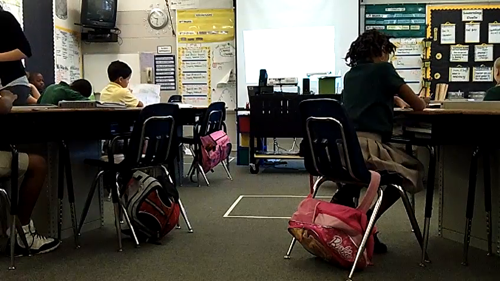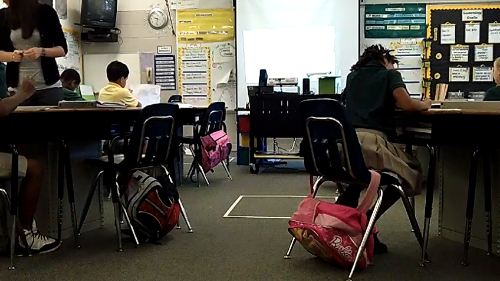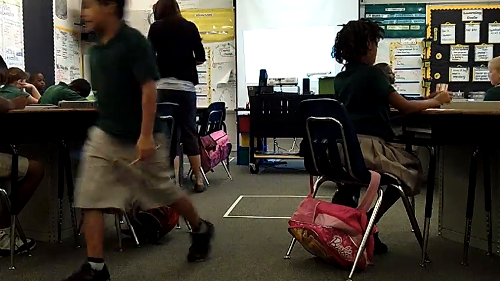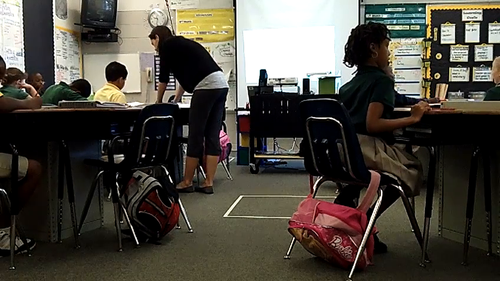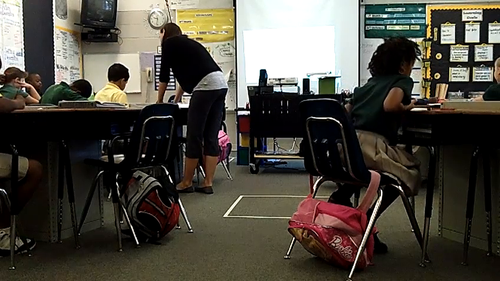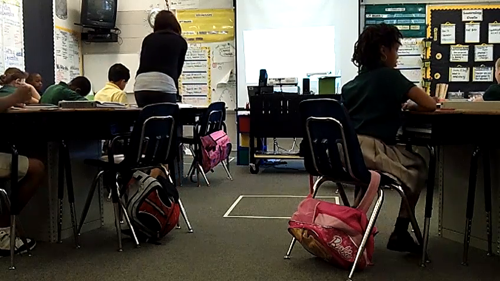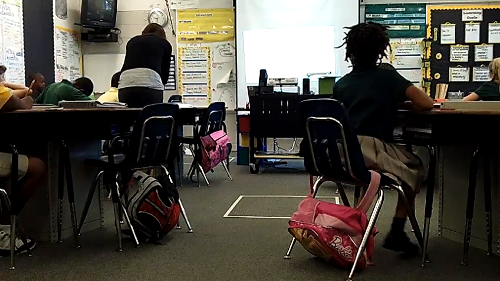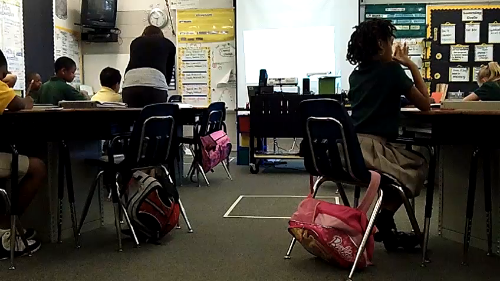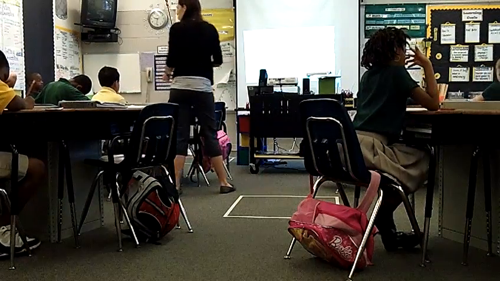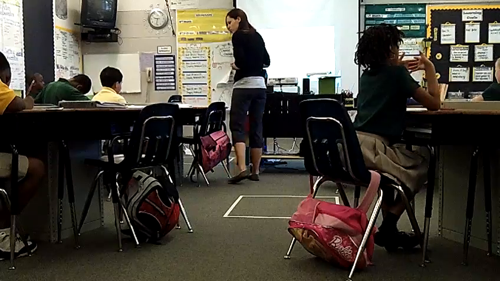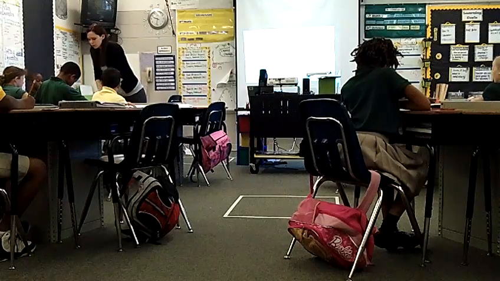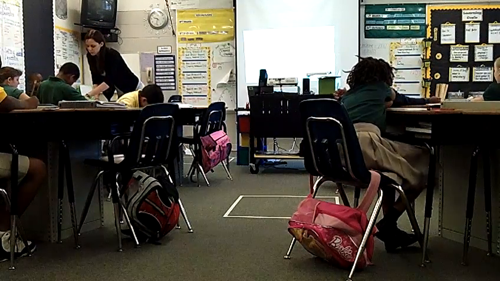4 times 5 equals 12. Really? 4 times 5 equals 12. Let's count by 5. So how does 4 times 5 equal 12? Count how many lines you have. 1, 2, well actually this is 3. 1, 2, 3, 4, 5, 6. Okay. Change the number.